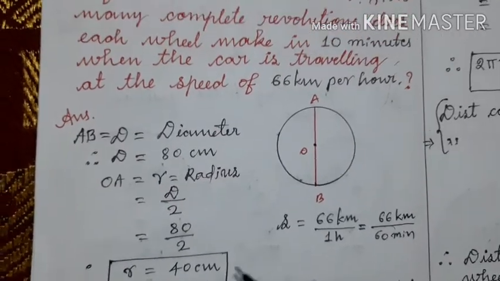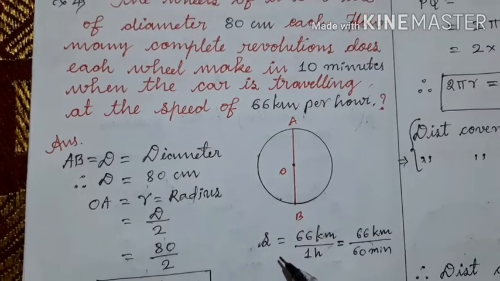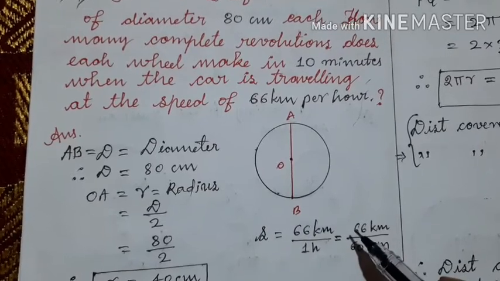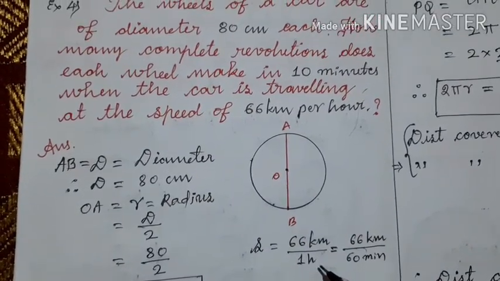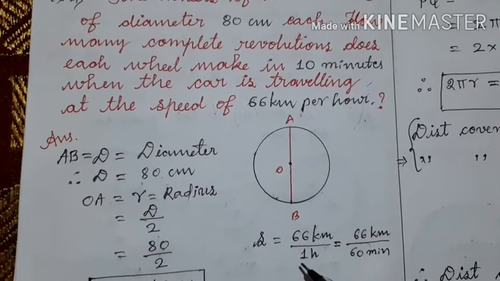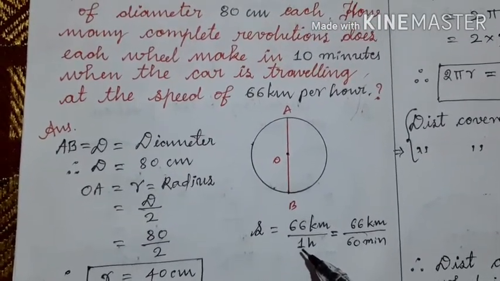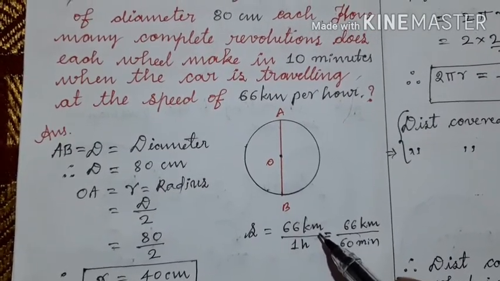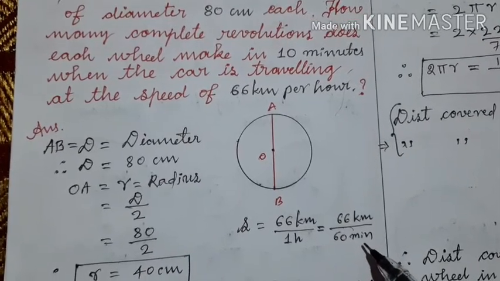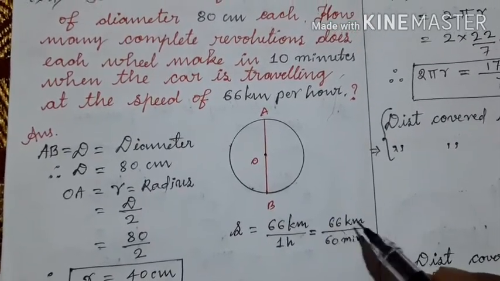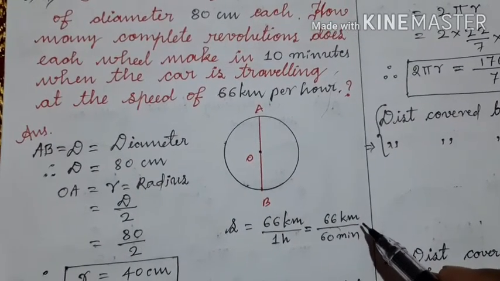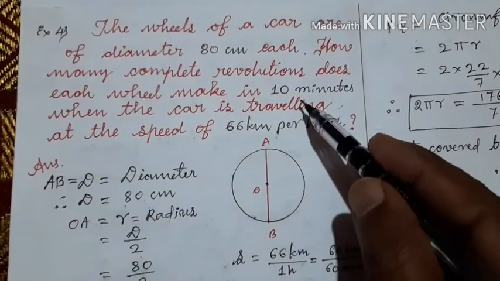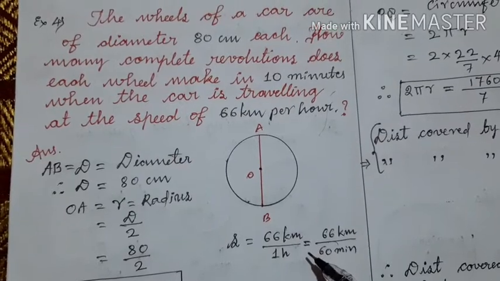Okay, and it is also given the speed of the car. Okay, what do we mean by the speed? The distance traveled by the car in 1 hour, or in 1 minute, or in 1 second is called the speed of the car. Here it is given that in 1 hour the car travels 66 kilometer. Okay, 1 hour means 60 minutes. Therefore it implies in 60 minutes the car travels 66 kilometer. Okay, but how much does the car travel in 10 minutes? Okay, in 10 minutes also it travels some distance, that we should find out.